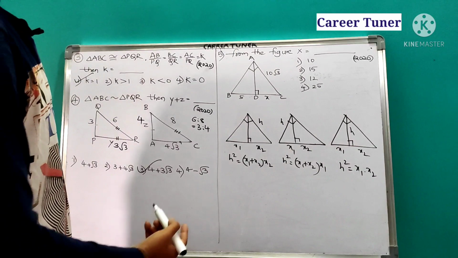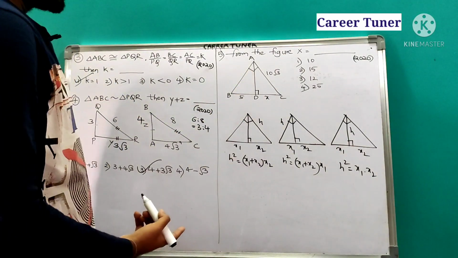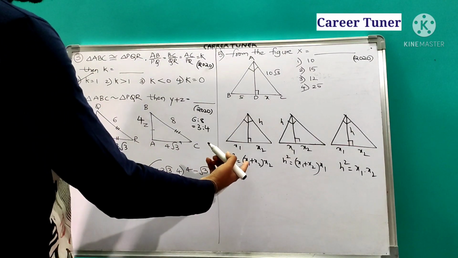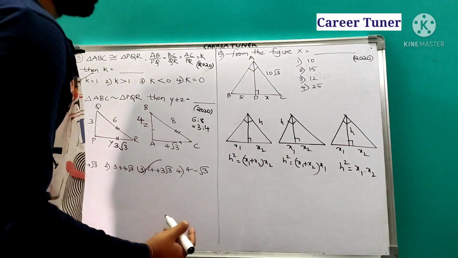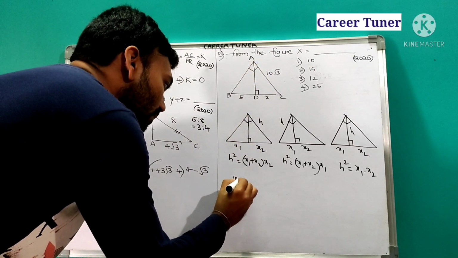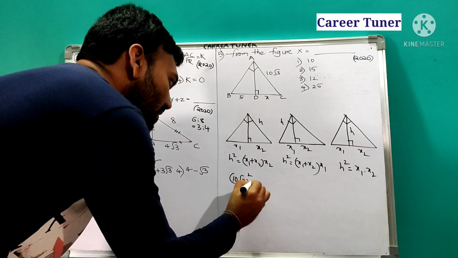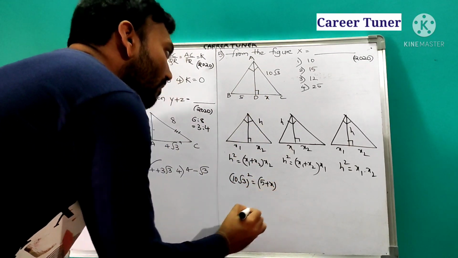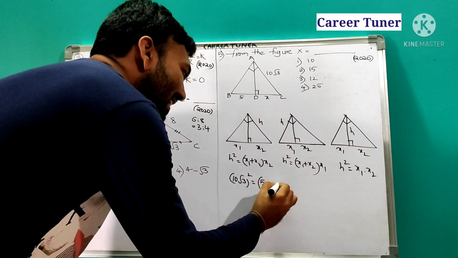Now our figure becomes which condition? The very first condition. So what is that? h square is equal to x1 plus x2 into x2. Now how to solve it? What is h here? h is nothing but 10 root 3, whole square, which is equal to x1 plus x2, that is nothing but 5 plus x. What is x2? x2 is nothing but x.